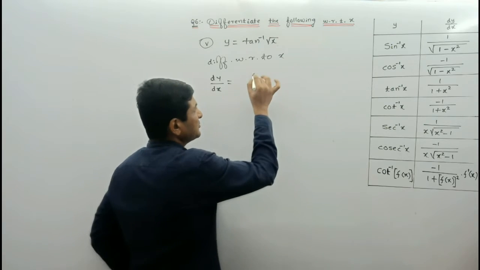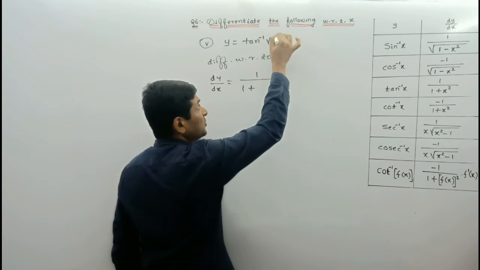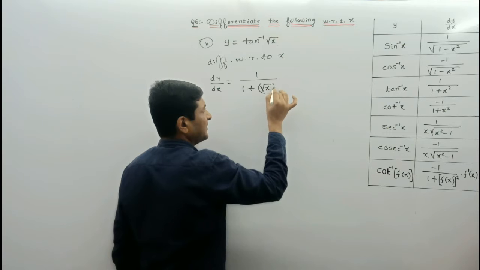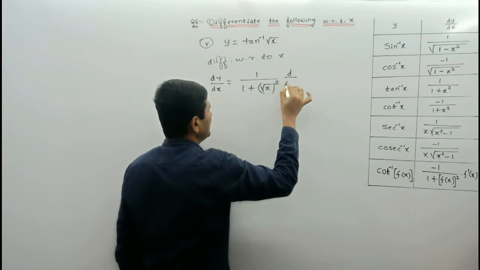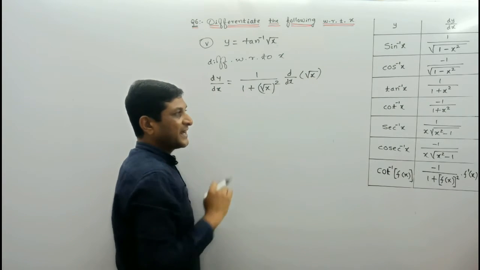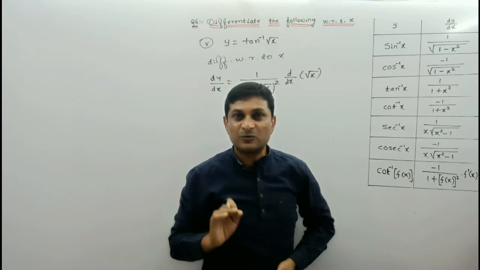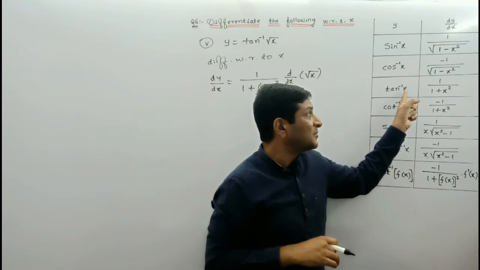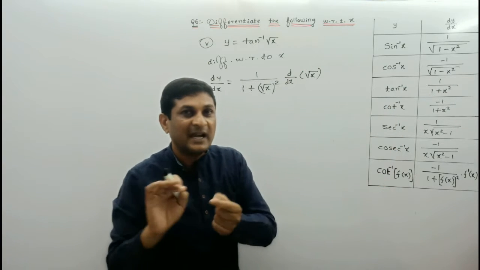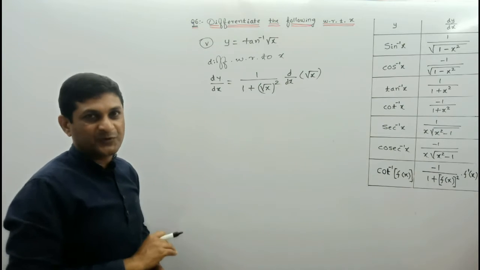So its derivative is 1 upon 1 plus, instead of x, root x is there, so we will consider root x as what? f of x. So square of f of x into derivative of f of x. But here what is the value of f of x? Root x. Hope you are getting it. If x is replaced by any other term, at that time we will consider that term as what? f of x. So on this side also, whatever may be the value of f of x, here also replace x by f of x and multiply by its derivative. This is the method to find the derivative of a composite function.